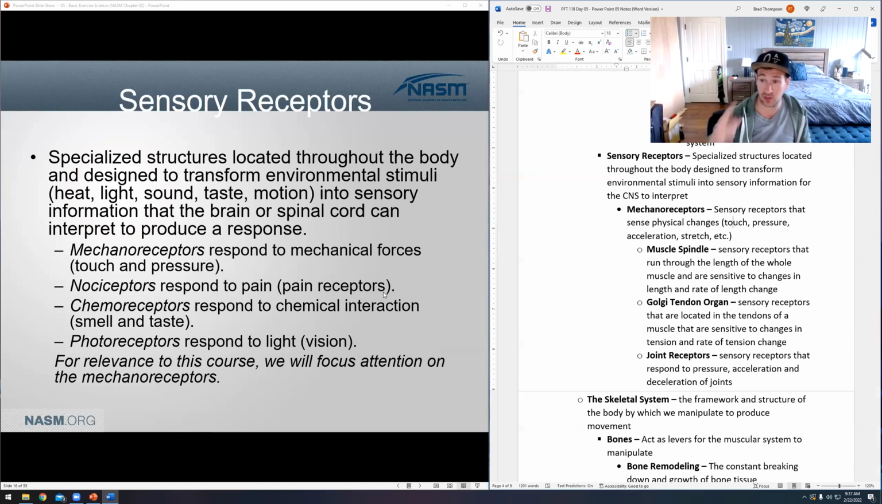You've got photoreceptors. Those are the ones in your eyeballs that are responding to different wavelengths of light, which is pretty cool. But the ones that we're going to spend most of our time talking about are mechanoreceptors, right? These are sensory receptors that sense physical changes: touch, pressure, accelerating or decelerating, the amount of stretch on a muscle. That's all the information that we've got there.